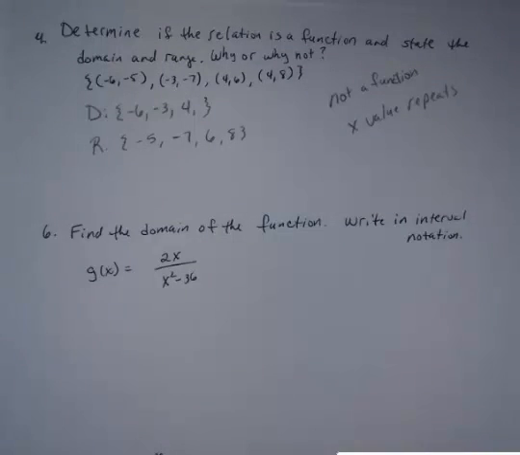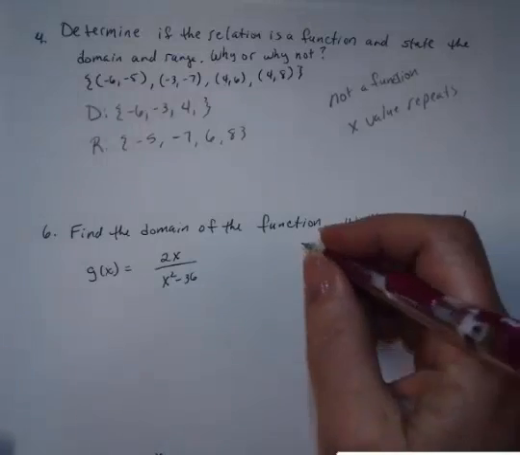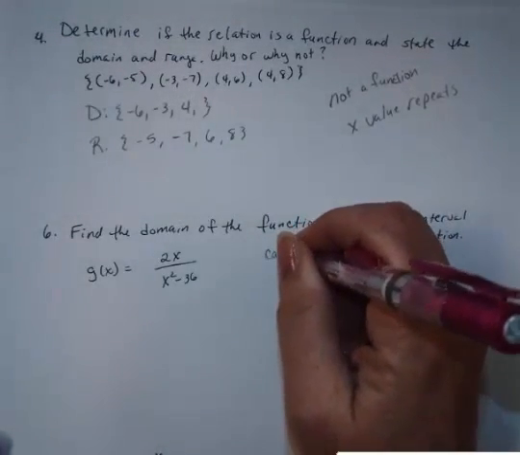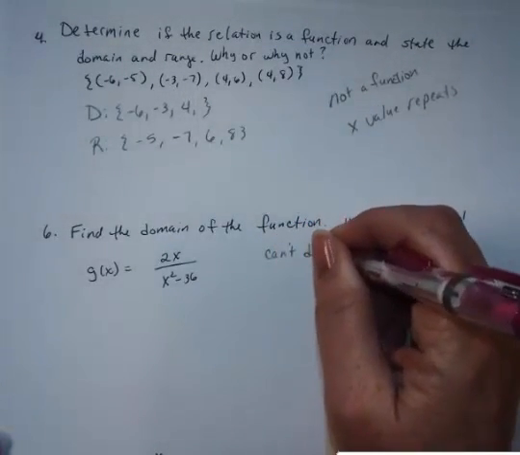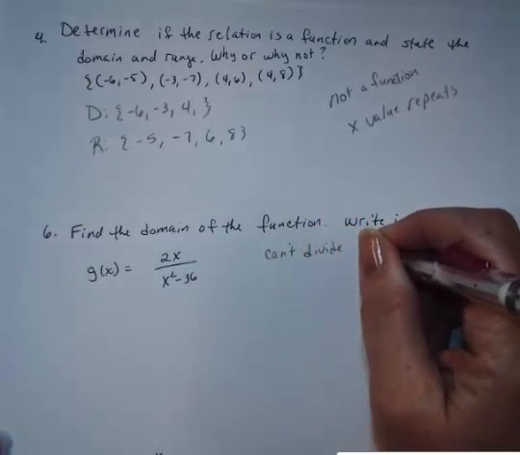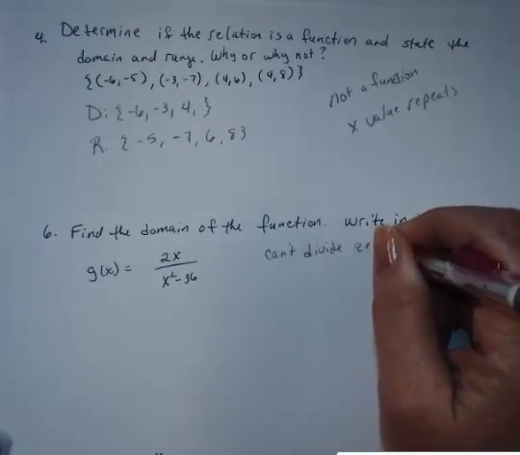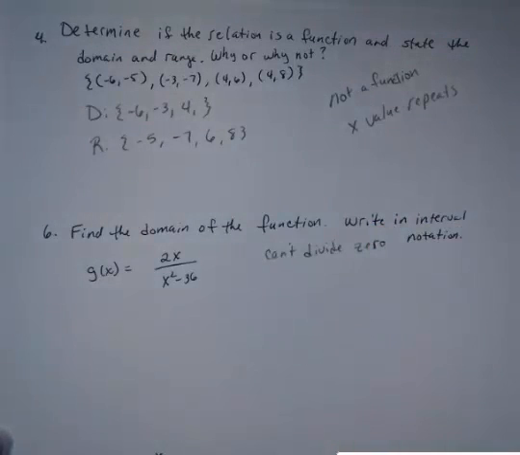The next question we're going to look at is number 6. Find the domain of the function and write in interval notation. So we're looking at finding the domain of this function. We're looking at what happens to the denominator. Remember, we can't divide by 0. So that's what we're concerned about in this problem. There's another thing we need to worry about, and we'll cover that in the next problem.